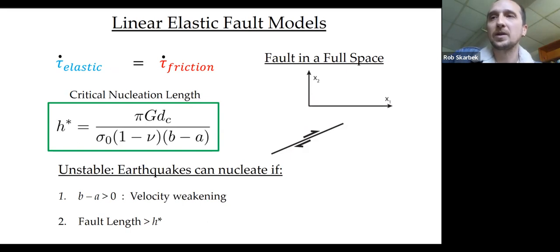But the one thing to point out though is that this equation comes from analyzing a fault in a full space, and when faults are in a half space, which is the more accurate representation of a fault, then the very shallow regions become more unstable and they need a smaller slipping patch to nucleate an event. And one of the simulations I have has an example of this.